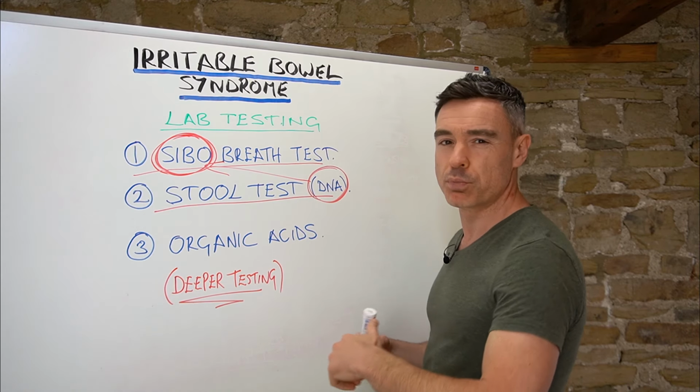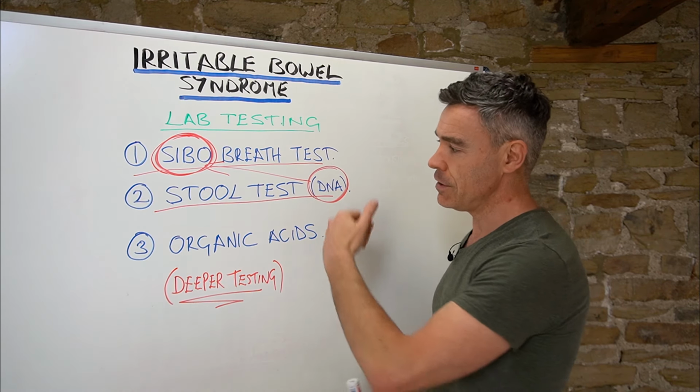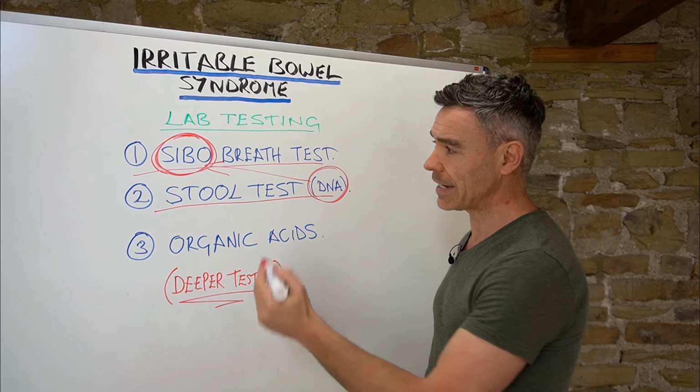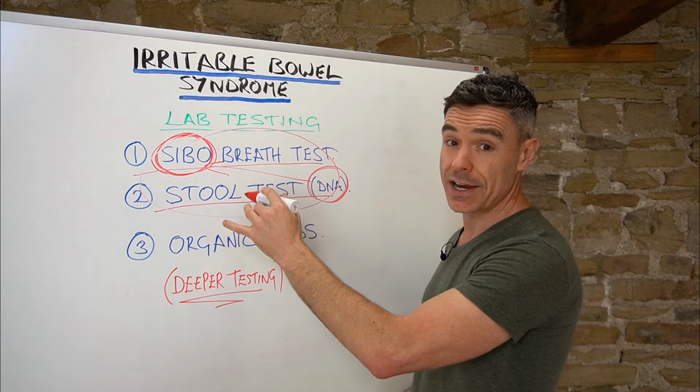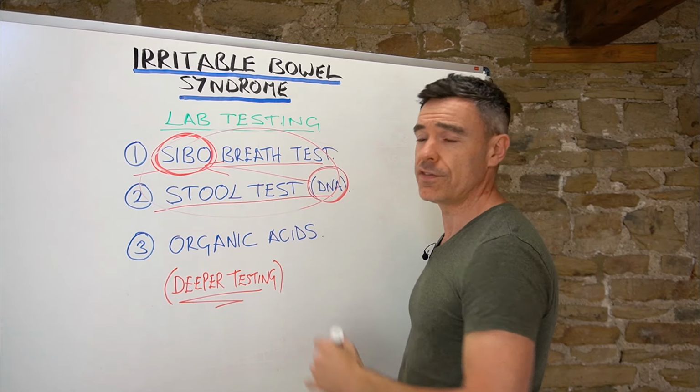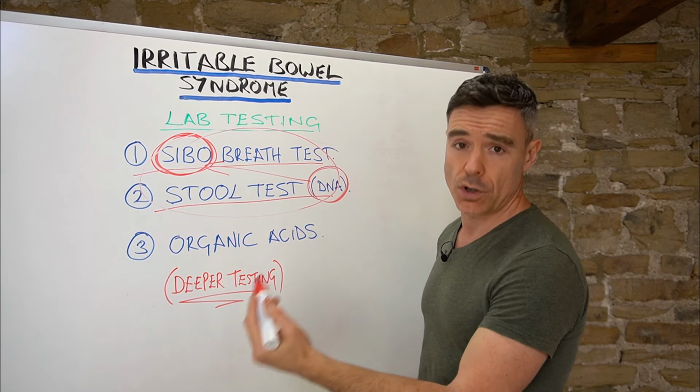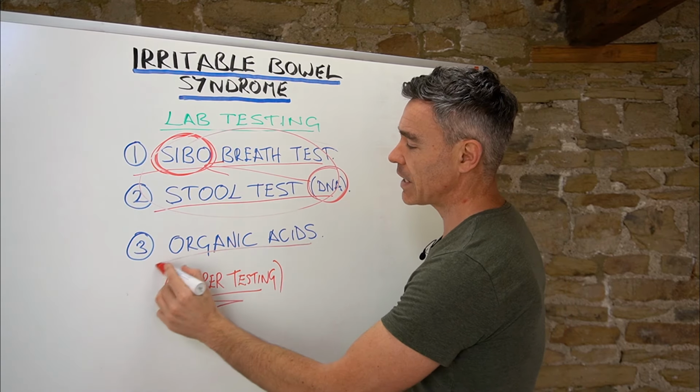And so it's a much broader range of information that you get from running the stool test. And both of these tests can be done at home. You don't have to go anywhere to do those tests. You can do them in the comfort of your own home. The third test, which you can also do at home, is something called organic acids.